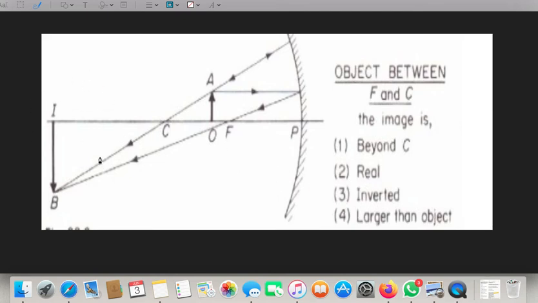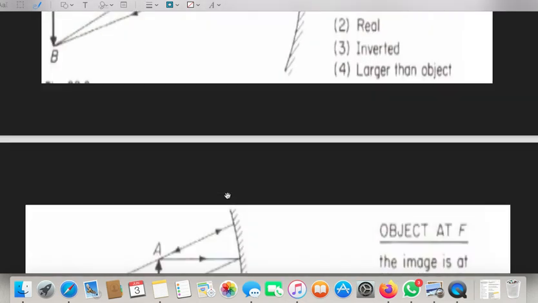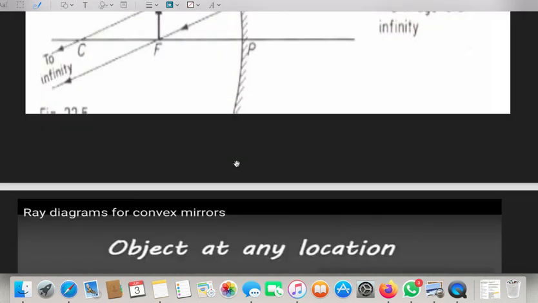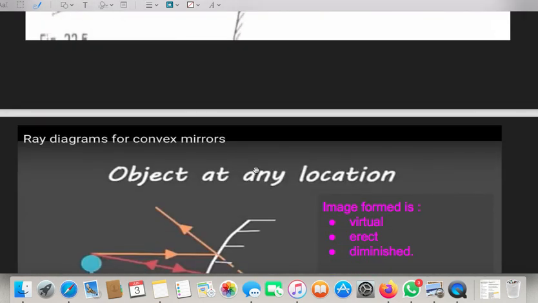Image formed, is it real or virtual? It is real because it is on the same side. Inverted, yes, upside down, and it is larger in size. So this needs to be prepared very carefully. When the object is at F, I've already explained to you. So all the ray diagrams must be drawn. Okay, students. So this is what it is. All of you prepare well and complete all this work.